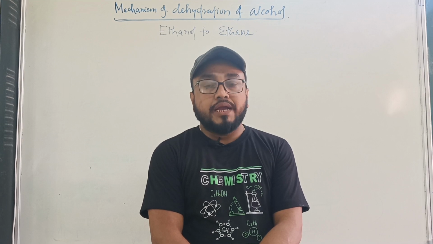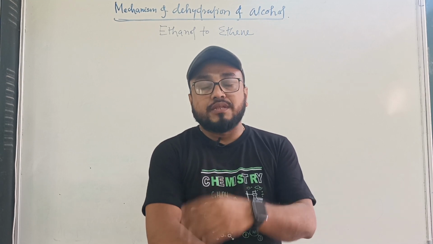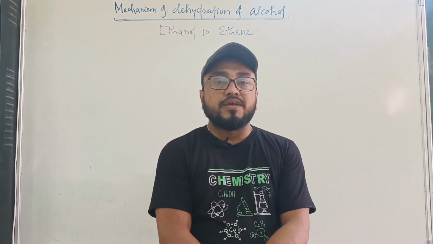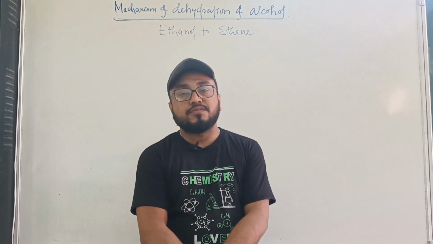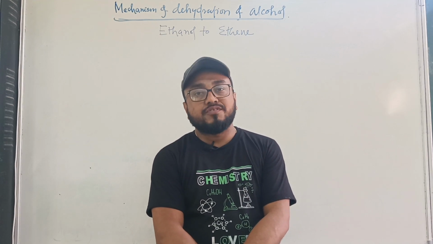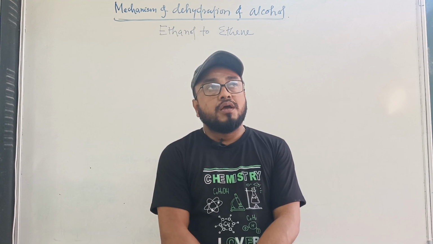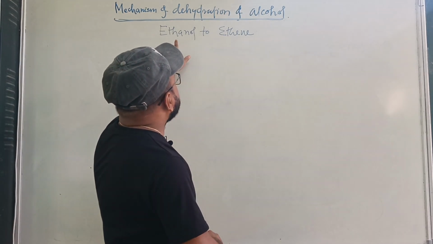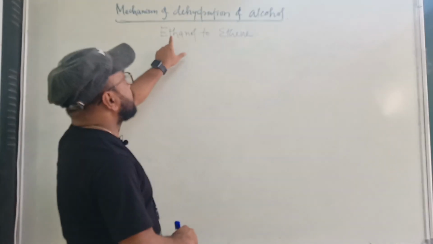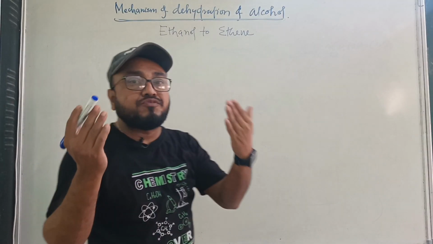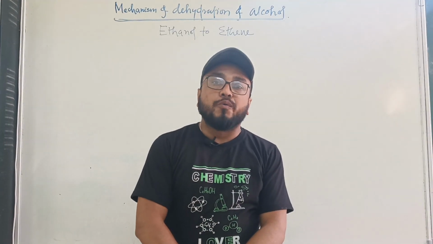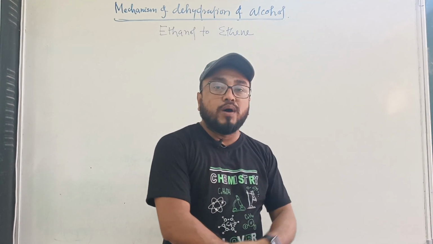Today I am going to discuss the mechanism of dehydration of alcohol. That means in dehydration of alcohol, how many steps are involved? Generally, you have studied in previous classes that alcohol reacts with concentrated H2SO4 at high temperature, and the result is alkene. As an example, we consider ethanol to ethene. How many steps are involved from ethanol to ethene? As a mechanism, we discuss accordingly. Let's see one by one.